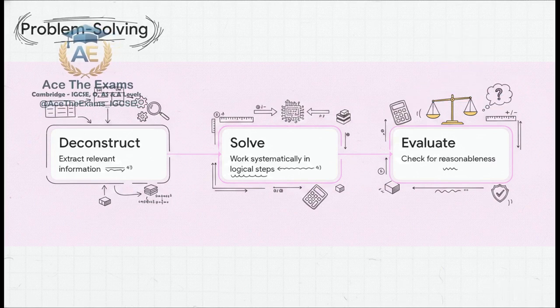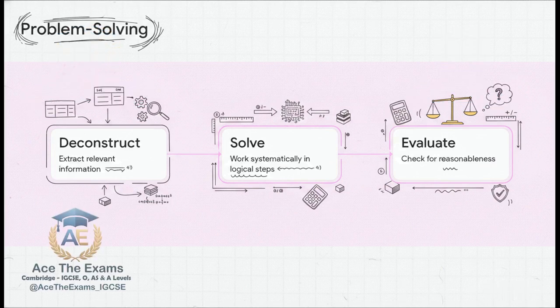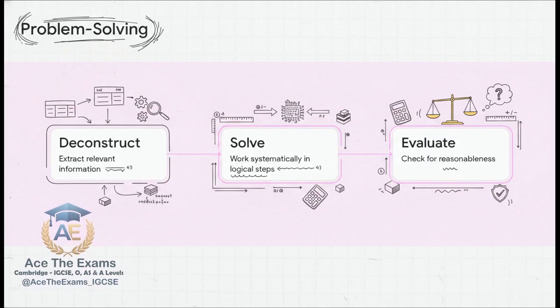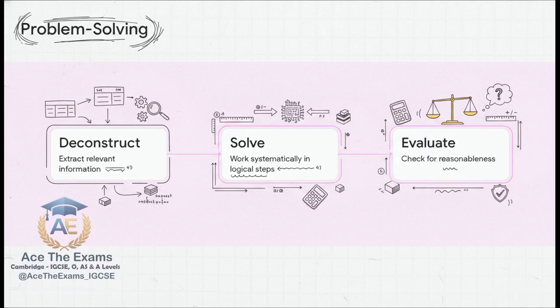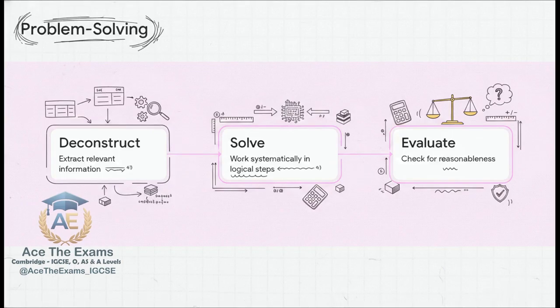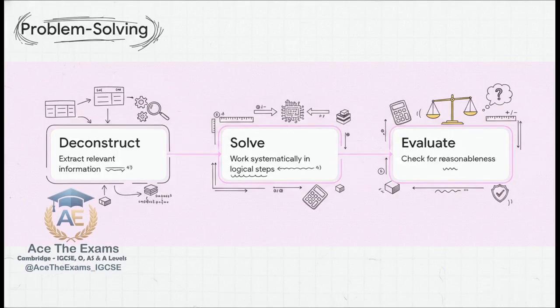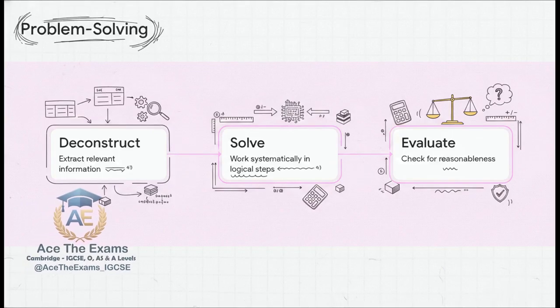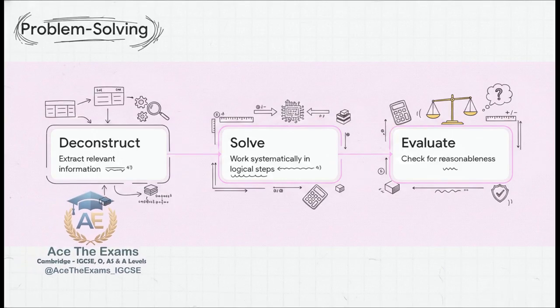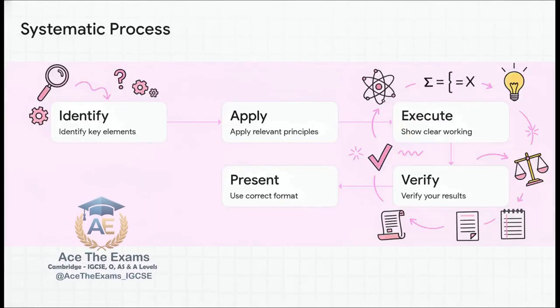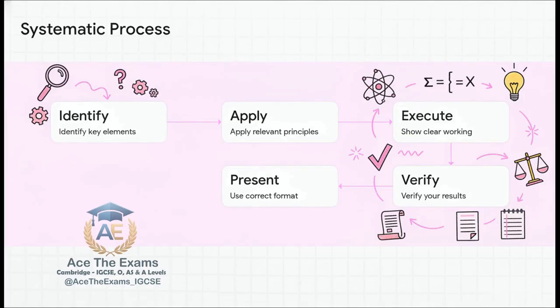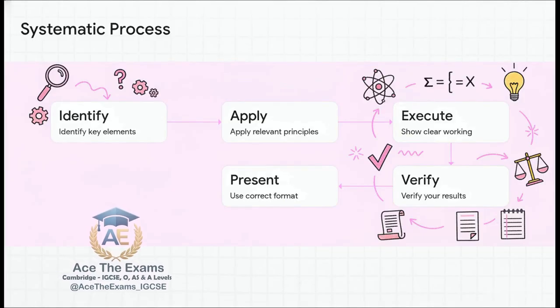Second, you solve systematically, in logical steps. You've got to break down complex uncertainty additions into manageable bite-sized chunks. And third, you evaluate and check for reasonableness. Take a step back and ask yourself, wait, does my final uncertainty actually make sense given the physical constraints of this experiment?